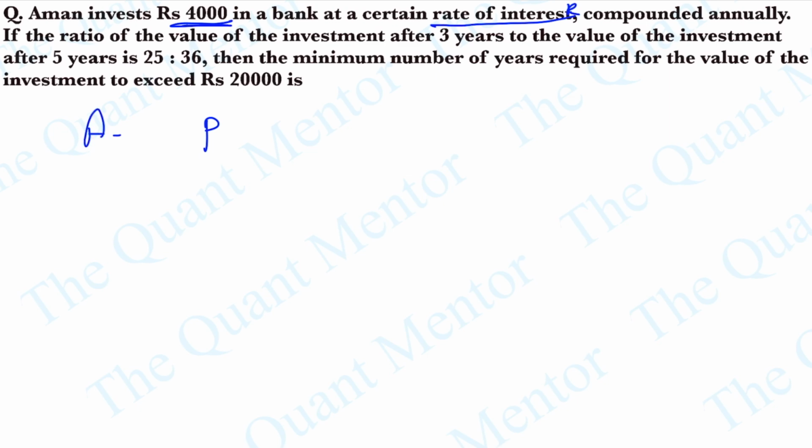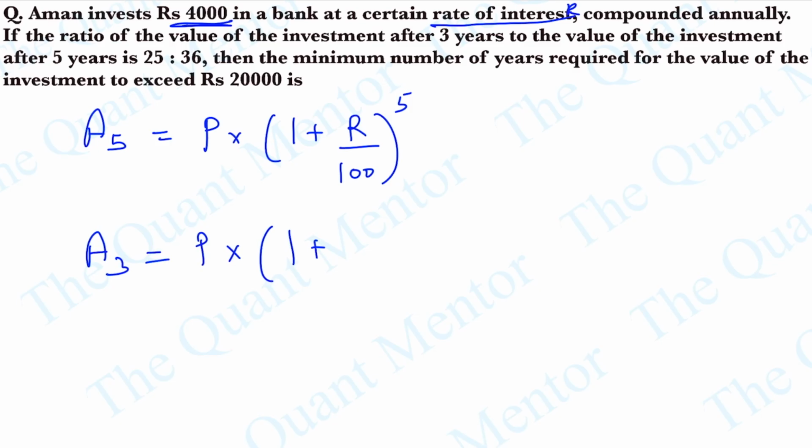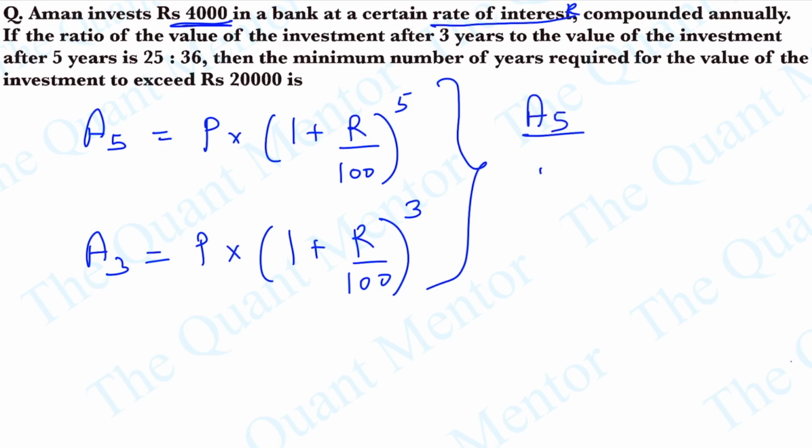Then the amount after 5 years will be P into (1 plus R by 100) raised to 5. Similarly, the amount after 3 years would be principal into (1 plus R by 100) raised to 3. The next step, we are going to divide these two. On the left hand side, I will have amount after 5 years upon amount after 3 years, equal to P and P will get cancelled out, and (1 plus R upon 100) raised to 5 will get divided by (1 plus R upon 100) raised to 3. Effectively, I will have (1 plus R upon 100) raised to 2.